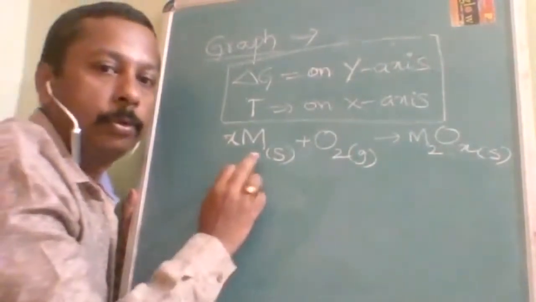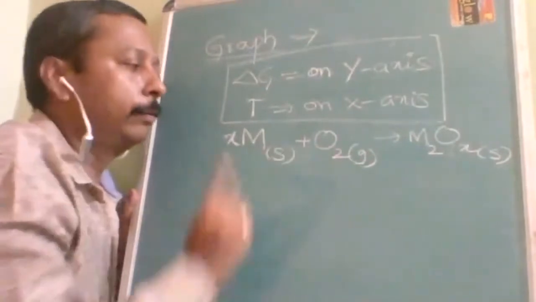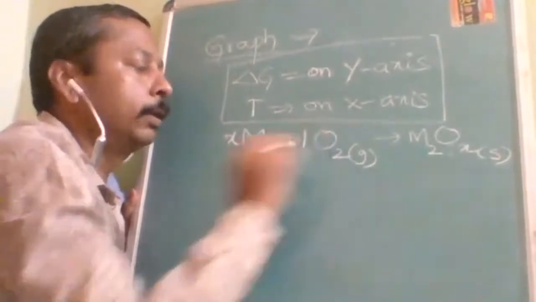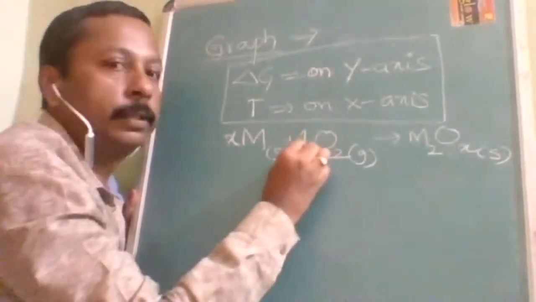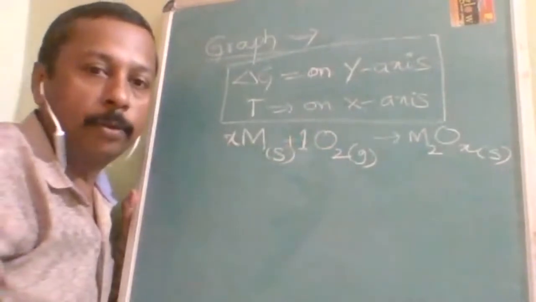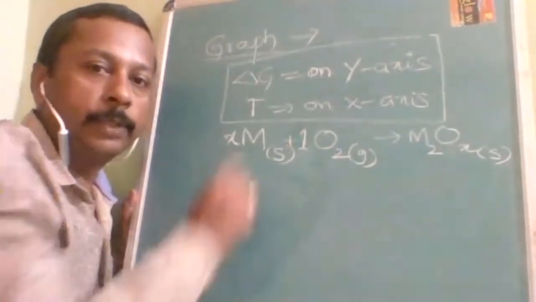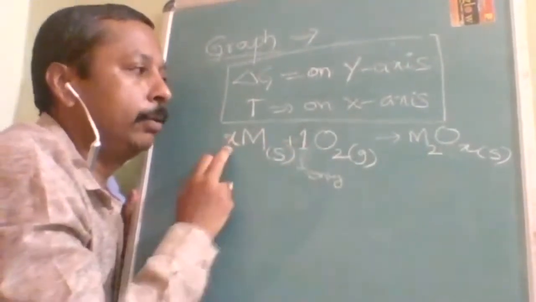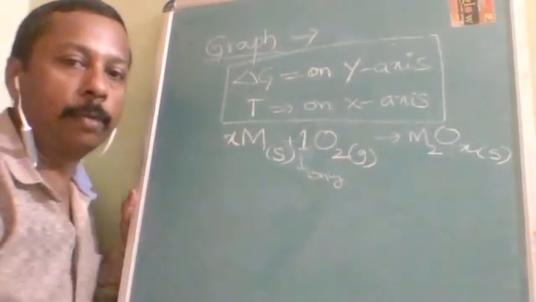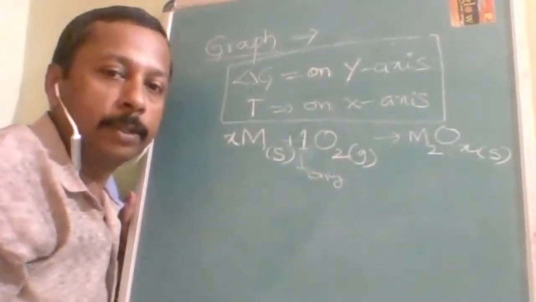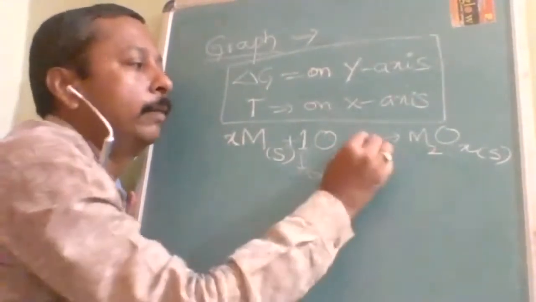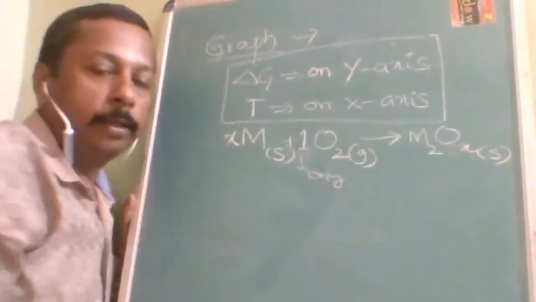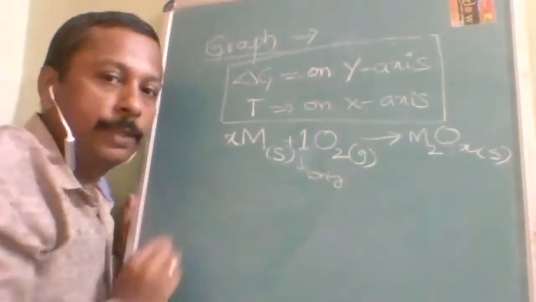So x moles of metal react with 1 mole of oxygen. One more thing you should remember: always this must be 1 mole only. The number of moles of oxygen must be only 1 mole. Every reaction for the graph is constructed for 1 mole only. You can change this into a fraction, no problem. But the number of moles of oxygen must be 1 mole. And whatever metal oxide is formed is also solid. Now, let us come to the thermodynamics of this reaction.